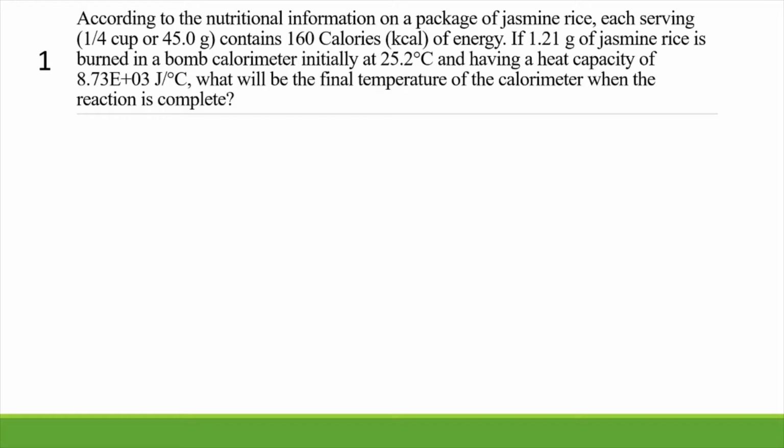So I think a good way to start with this problem is to write down what you're given. And one thing we're told is that one serving is a quarter cup, or we're just going to go ahead and say it's 45.0 grams, and that it contains 160 calories, or kcal is what I'm going to use here, just so I don't get little calories and big calories mixed up. We're also told our mass of our rice is 1.21 grams.